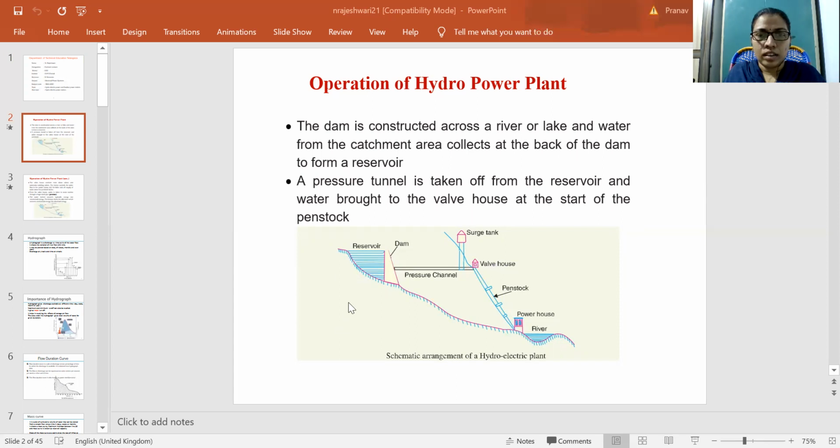So this is the dam construction, this is the reservoir, and this is the pressure channel. And the surge tank is placed here before the valve house. After the valve house, a pipe, that is the penstock, is constructed to the powerhouse, and this is the powerhouse, and the remaining part is the river. So this is the schematic diagram or arrangement of a hydroelectric power plant.